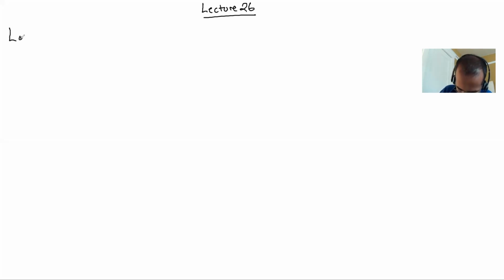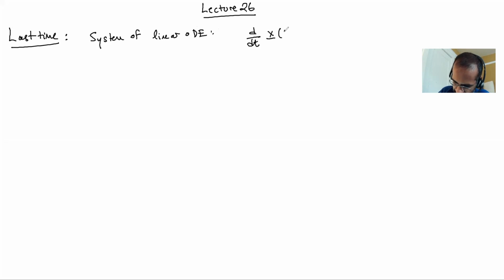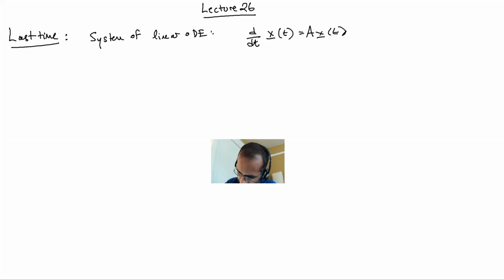So last time, we discussed systems of linear ODE, which was a system of differential equations that looked like this, right? d/dt of some vector valued function x is equal to A times x of t, where A is an n-by-n matrix, and x of t is an unknown vector valued function with n components, each of which is infinitely differentiable. So this is some fancy, pretentious notation for that, right?